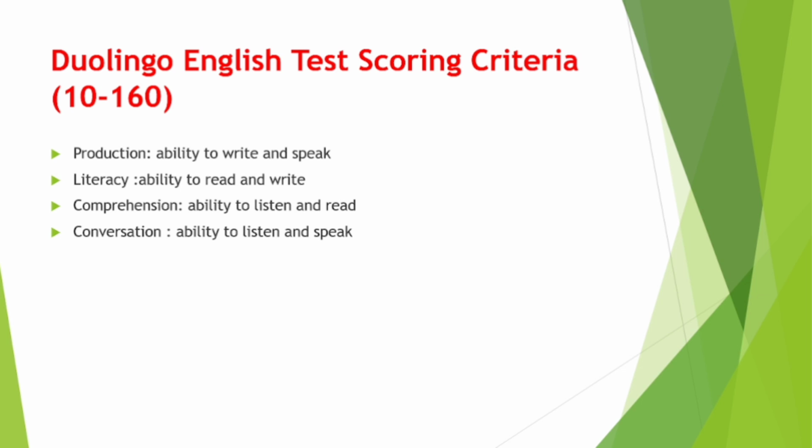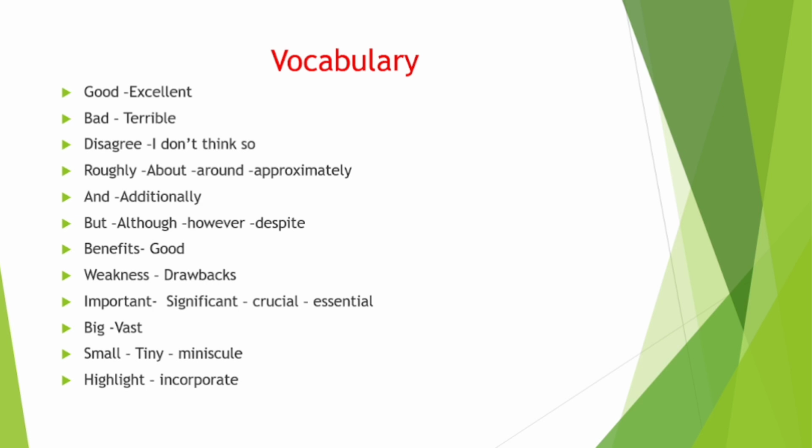So we are going to look at 20 high level English vocabulary words. We can use that vocabulary in the Duolingo English Test to boost our overall score. So let's go for the 20 high level English vocabulary words. Here is the vocabulary. I want to start from the first one. The first one is good.